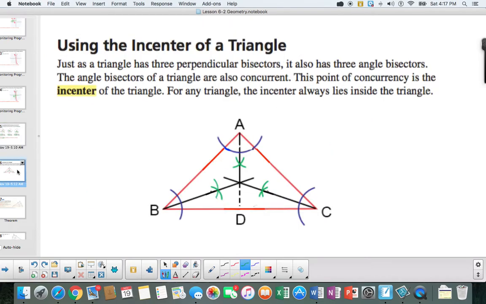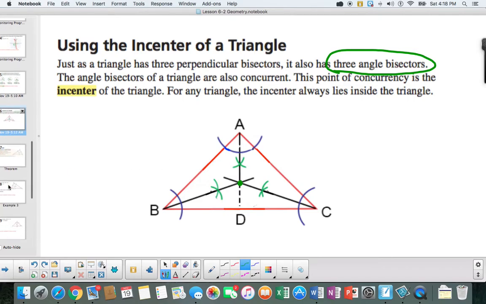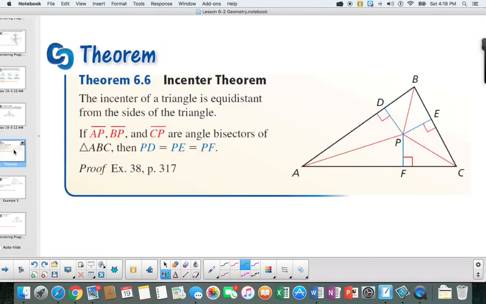All right, now let's talk about the incenter of a triangle. Incenter is formed by the 3 angle bisectors. So you can see with these constructions, all of these are angle bisectors, and they all meet at a point. We call this point the incenter. We have the incenter theorem. The incenter theorem says that the incenter, this point created by all these angle bisectors, is equidistant not to the corners or the vertices of the triangle, but to the sides. So all of these distances are going to be congruent.